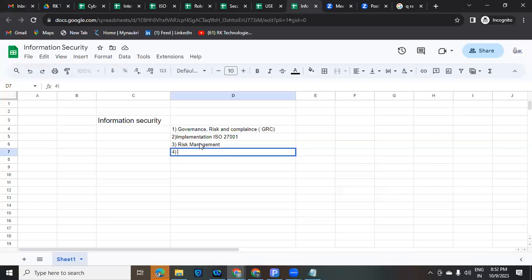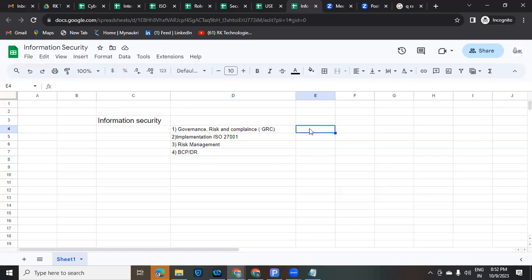The last topic is BCP and DR: business continuity planning and disaster recovery. So these 4 topics will fall under information security.